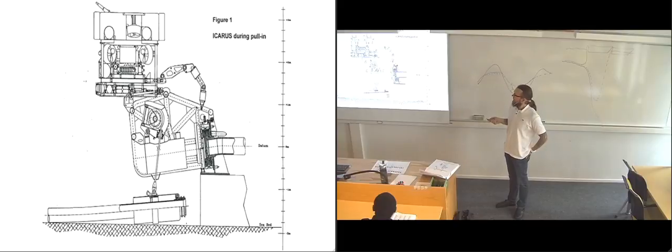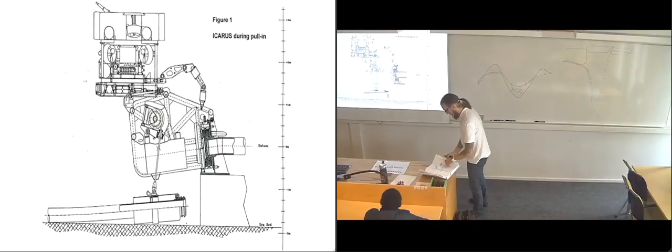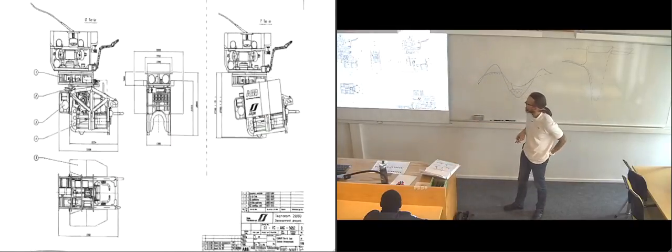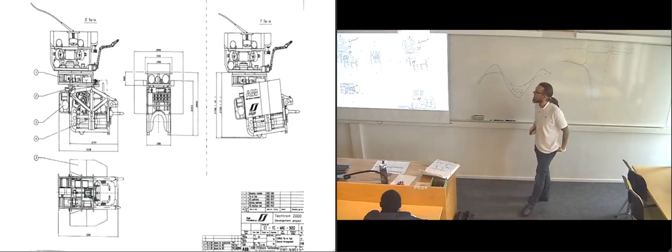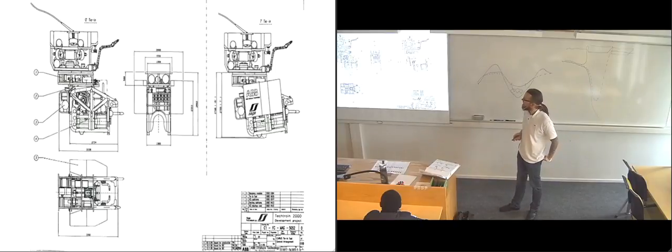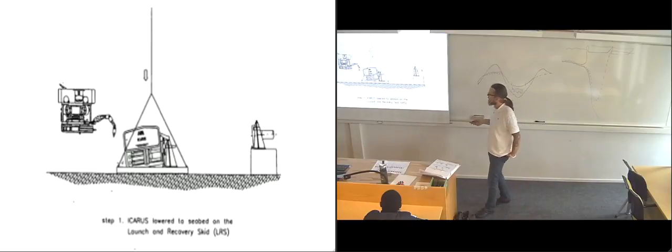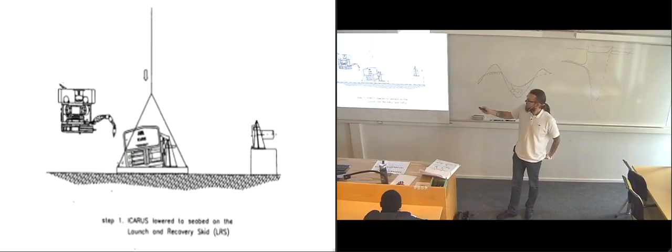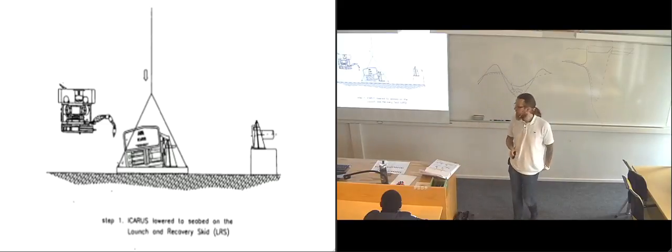So the first thing that happens is that the Icarus is lowered down to the ocean floor. I think we have some better ones. There we have them. This shows a bit more of the dimensions of both the ROV and the Icarus system. So the first thing that happens is that the Icarus system is lowered down from the ship and just placed in a basket on the seafloor.